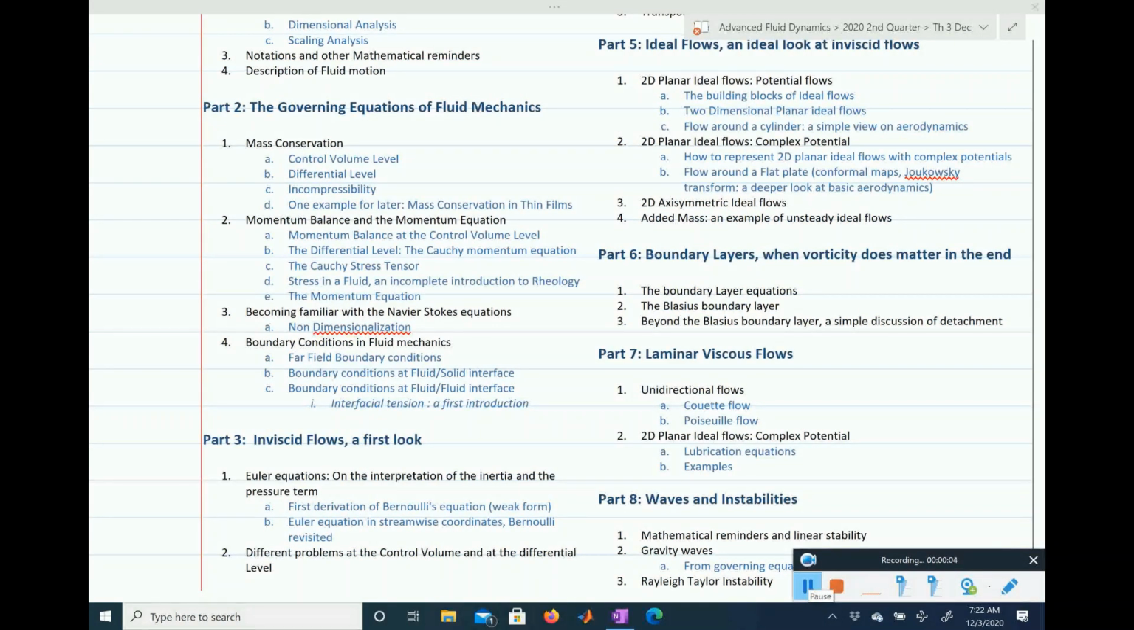So we are finished with our discussion of ideal flows, and the next topic that we will discuss is boundary layers. So we're going to discuss here what happens when we cannot really fully neglect inertia, and when effects of viscosity start to become important, and we'll see that then they're only important in a small region around the no slip boundary condition around solid interfaces.